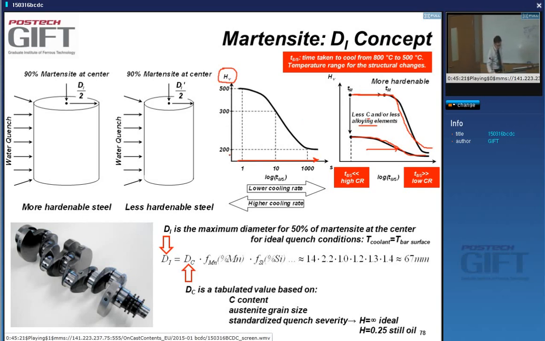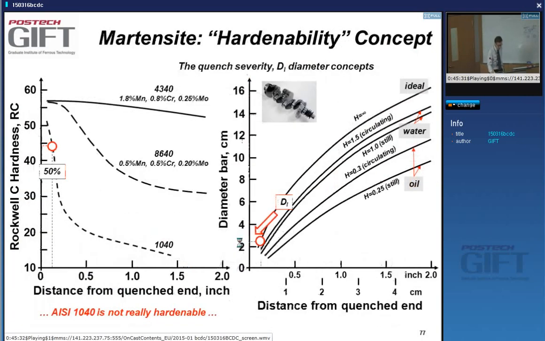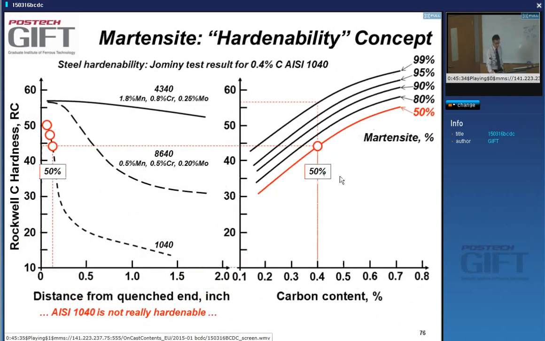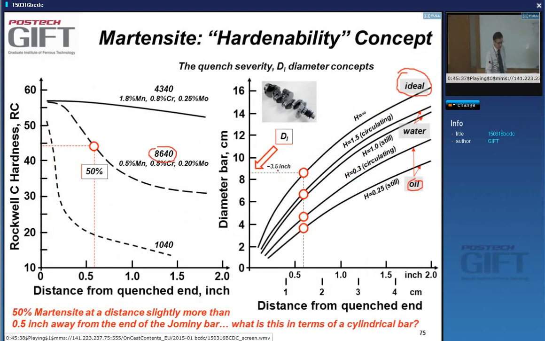There are also ways in which you can do some calculations yourself. Let's go back to this previous graph here. Remember that we try to determine the diameter of a bar where we would get 50% of martensite in the center in the case of ideal cooling. This particular diameter is called the ideal diameter.